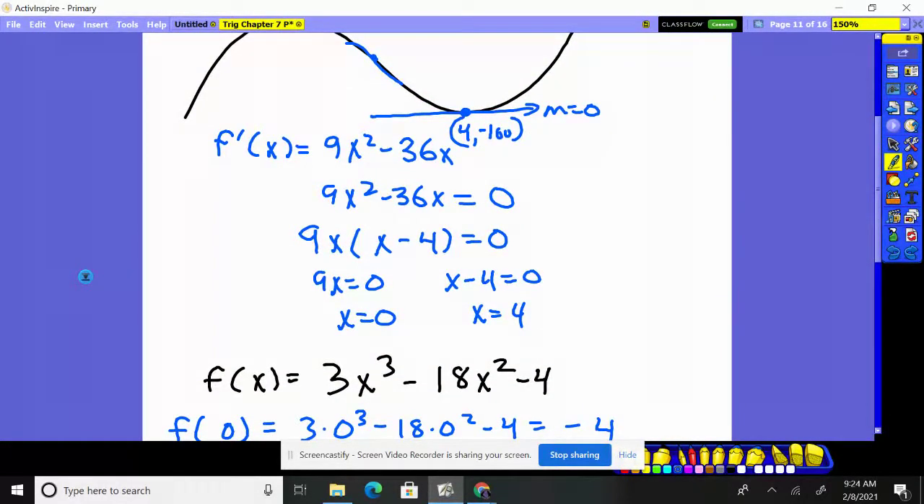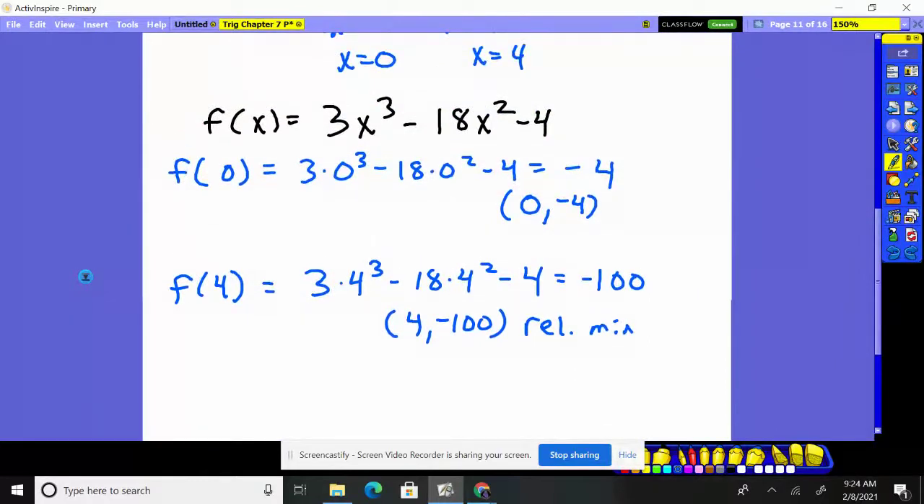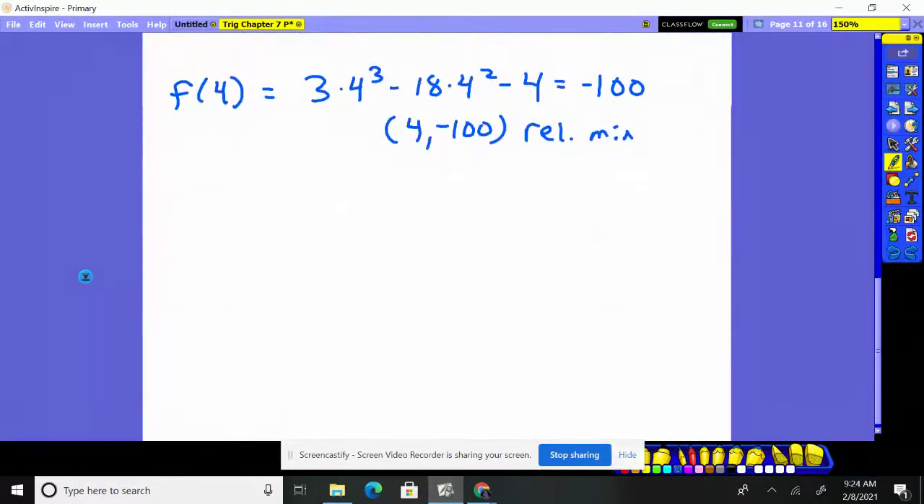0, negative 4. Scroll up. Won't scroll up again. Okay, well, we'll just have to trust it. So this right here, 4, negative 100 is our relative minimum. And 0, negative 4 is our relative maximum. Now all we need is the point of inflection.